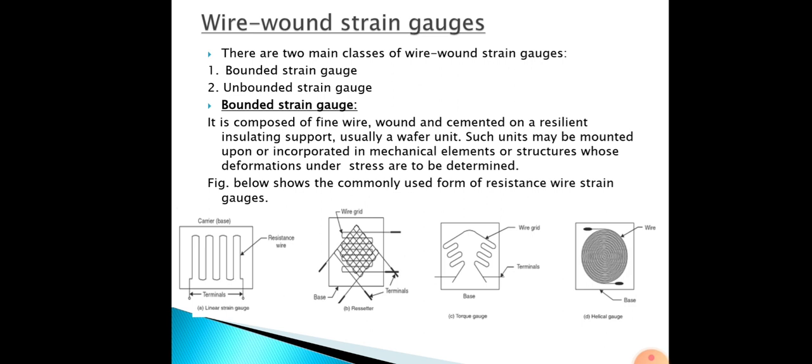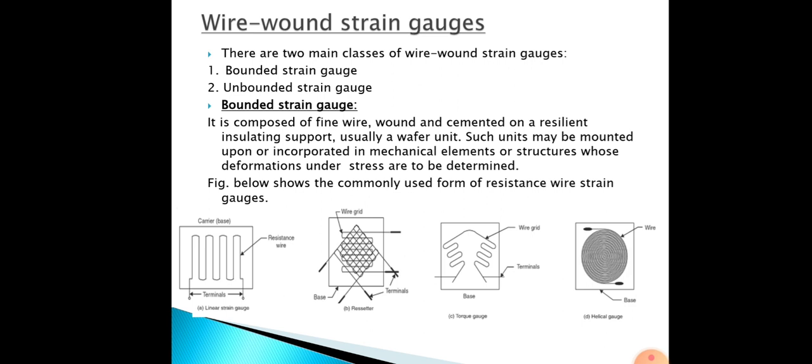It is composed of fine wire wound and cemented on a resilient insulating support, usually a wafer unit. Such units may be mounted upon an incorporated mechanical element. While there are no limits to the basic values which may be selected, an example may be taken in the order of 100 to 500 ohms. You can see the figure of the resistance wire strain gauge.